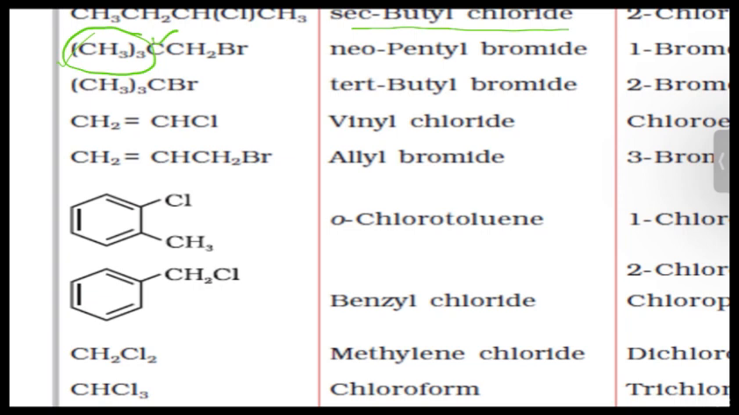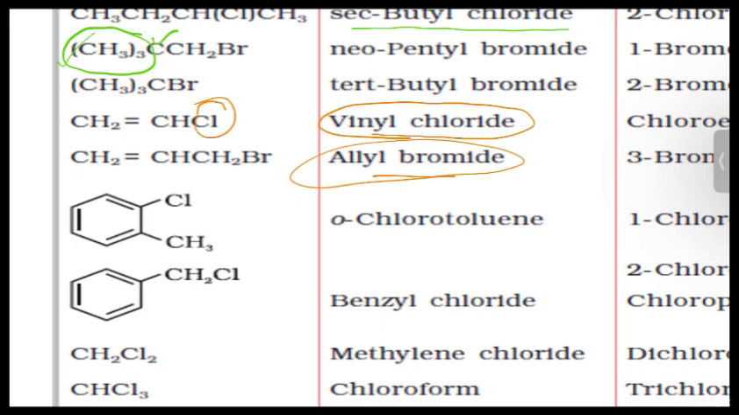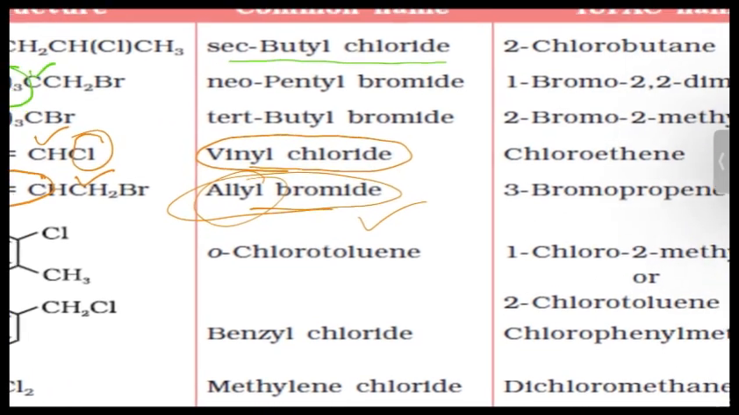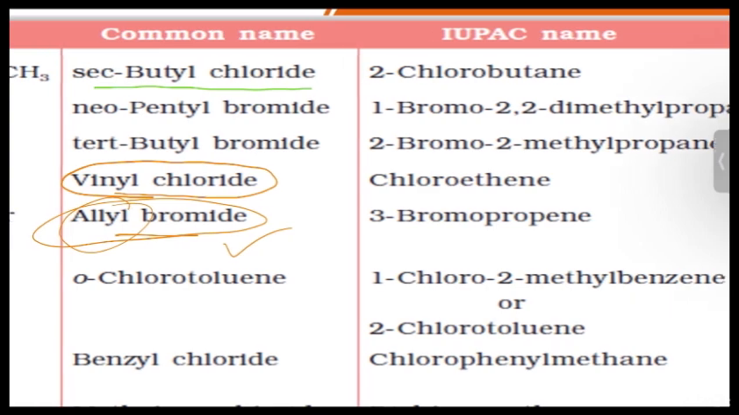I'll discuss this type of compounds. Vinyl chloride, allyl. Vinyl means the functional group is attached to the carbon involved in a double bond, and allyl means it is attached to the carbon next to the double bond. So this is the double bond and this is the next carbon to the double bond. It could have been on either side. So it becomes allyl. So these are the common names and they are often used. So you must know vinyl and allyl.